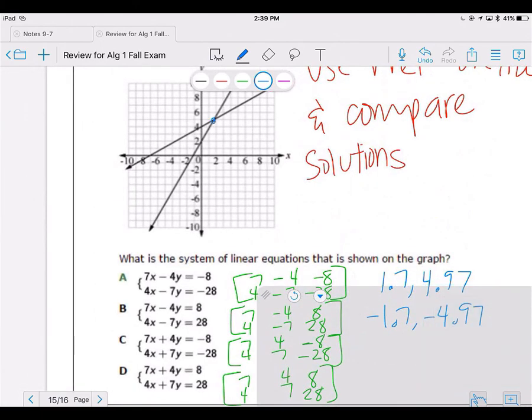But if I go a little bit to the right and a little bit up, that could very well be my solution. With B, going -1.7 would mean going left and down. My solution is definitely not over there, so I can mark out B. Now, I don't know for sure if A is right because I can't see exactly where that's crossing, so I'm going to go on and see if there's any more I can eliminate.